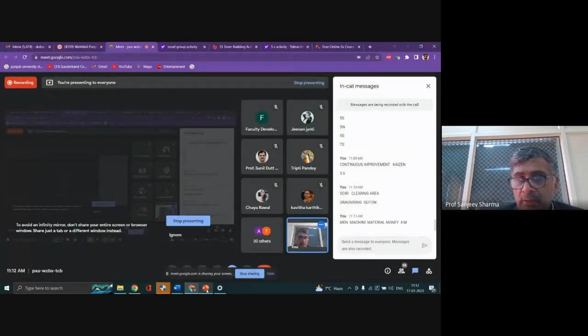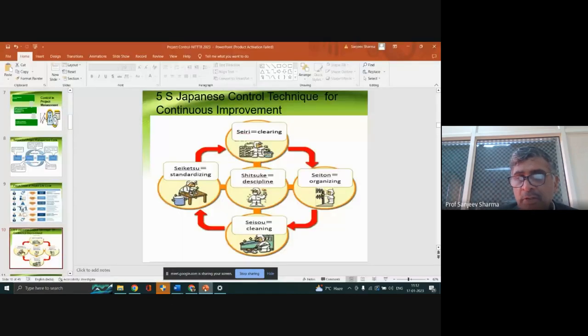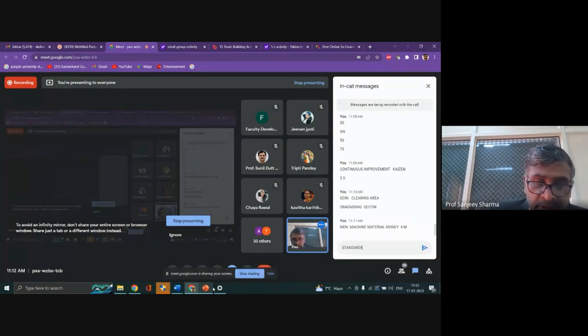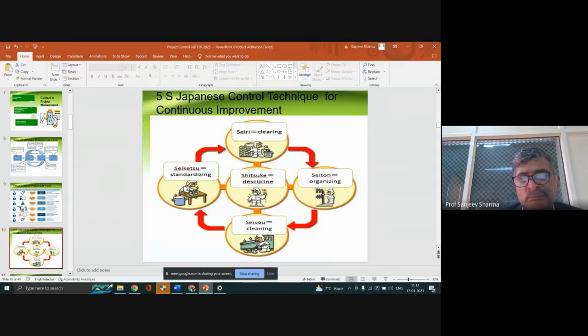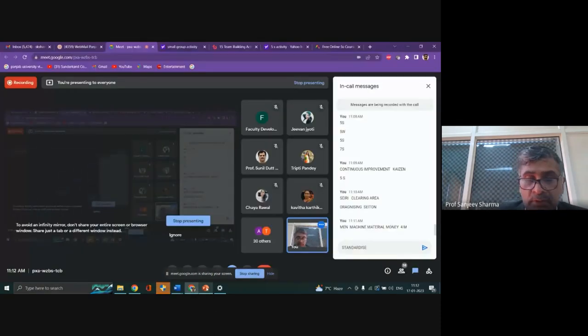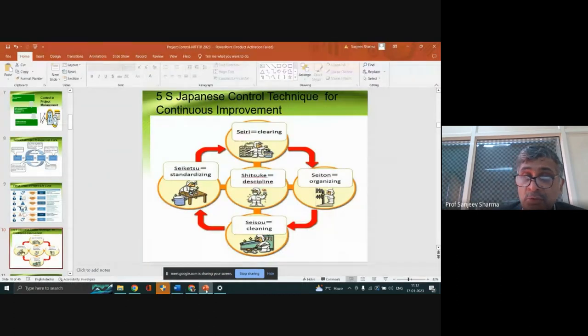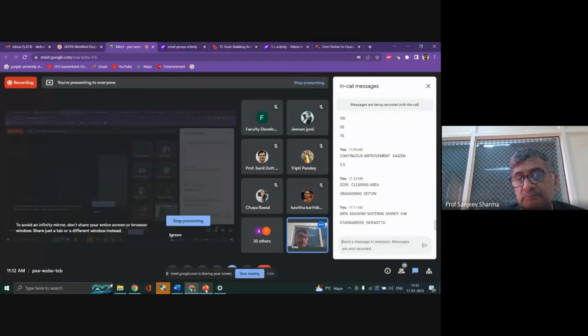you cannot function. Then you need to divide your work into sections. You need to standardize the things. That is known as Seiketsu. Standardize so that you know at the end of the day whether your performance is up to the mark or not.